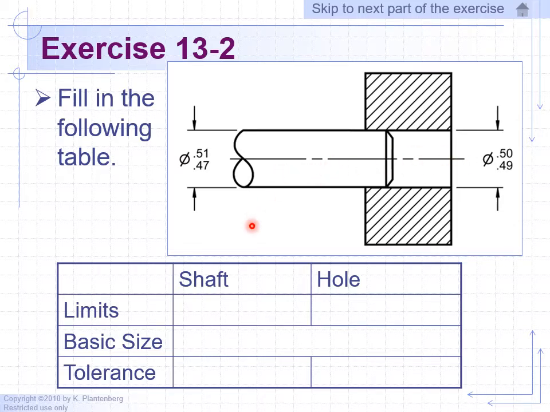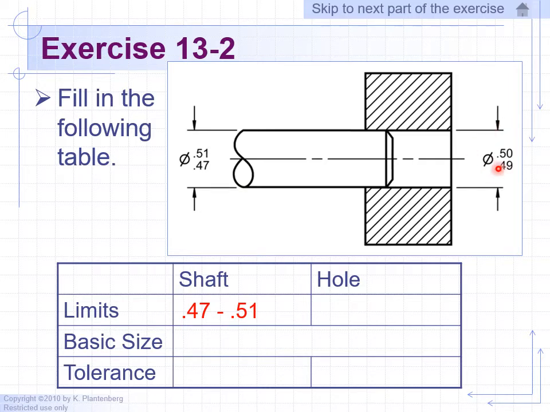Okay, so we're going to use these as examples to practice tolerancing. Let's take a look at the shaft first. The maximum allowable diameter for the shaft is 0.51. That's our max, and 0.47 is our minimum. So those are our limits: 0.47 up to 0.51 in diameter for the shaft.